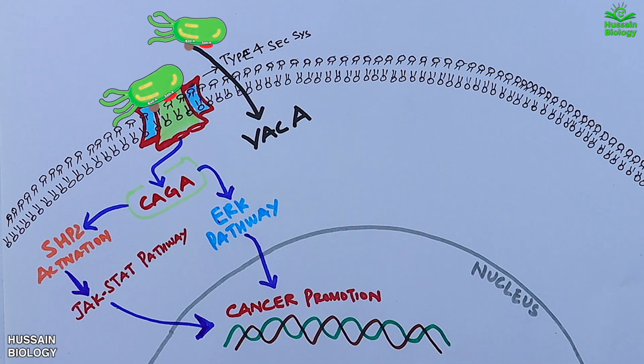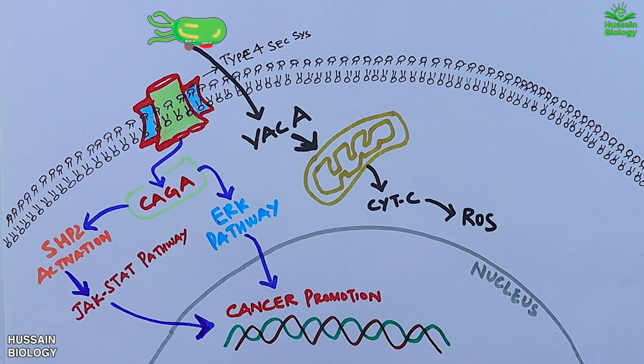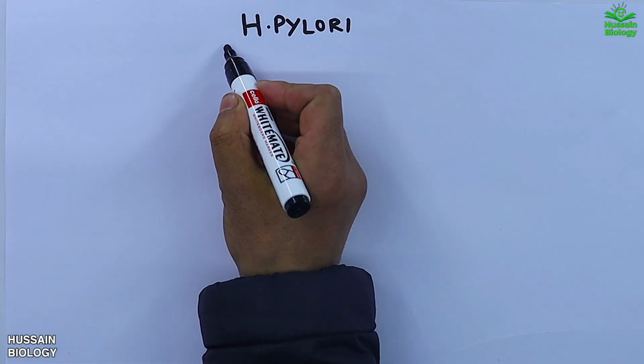Then we see this VacA molecule enters the cell where it targets the mitochondria to release cytochrome C, which leads to formation of ROS, thus driving the DNA damage. Furthermore, we see this Helicobacter pylori can modulate our immune system effectively.